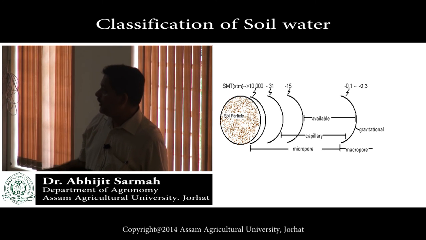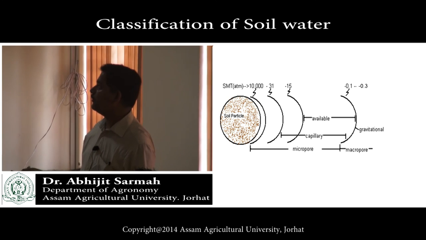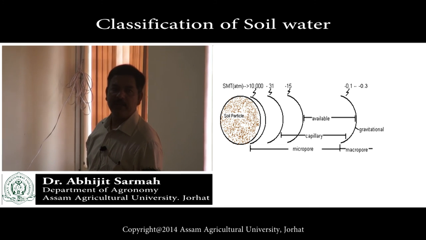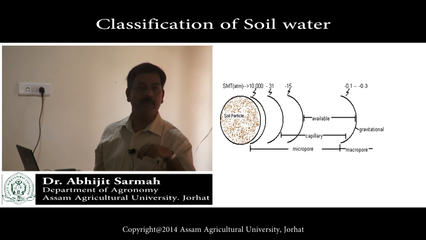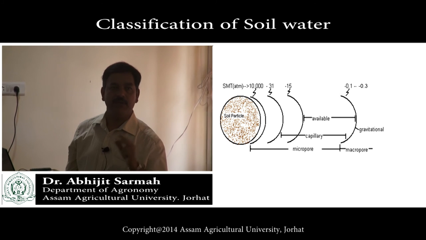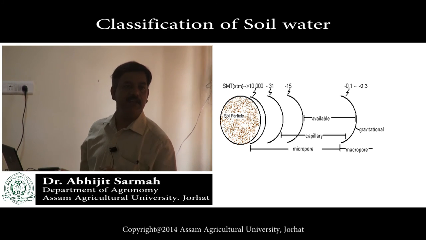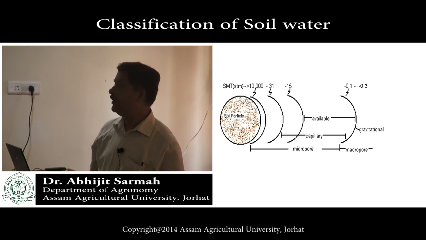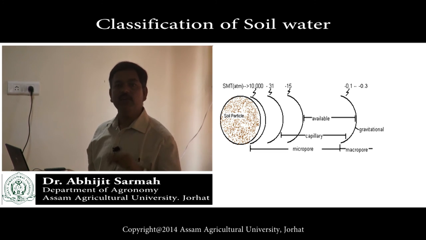The water held between 10,000 bar and minus 0.3 bar is always held in the micropores. That means water can be retained only in the micropores. Macropores cannot hold water. The water present in the macropores will be drained by gravity. So this water present in the macropores is the gravitational water. It will be pulled down due to gravity. The other water is capillary water.